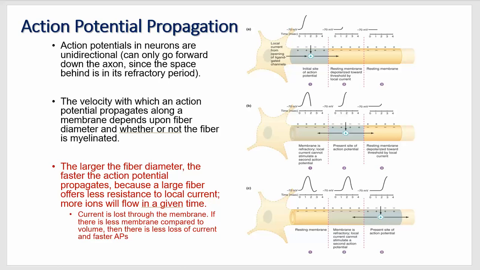All right, so a couple of points to be made. This graph is kind of nice because it breaks everything down. It shows the depolarization phase, the repolarization phase of potassium rushing out, and how it's spreading. Everything that we just went over, it breaks down into individual steps. So yeah, action potentials are unidirectional. They can only go that one direction because of the refractory period. The velocity at which it propagates along the membrane depends on the fiber diameter.